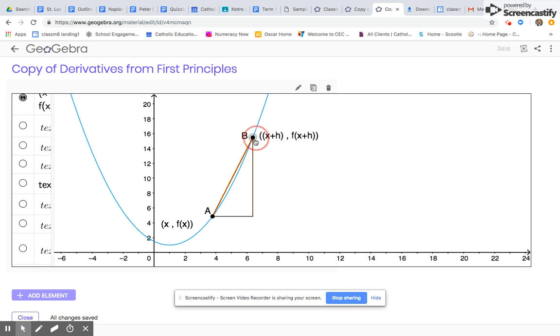We would let this get closer and closer to A, and that would be a better estimation. So let's have a look at what we've got here.